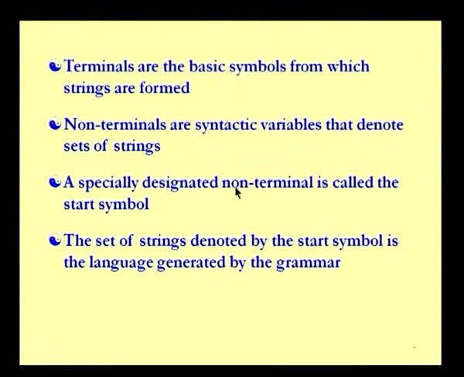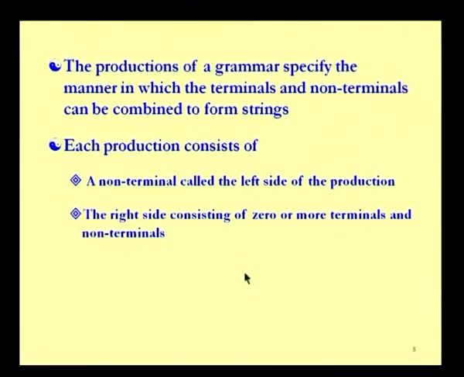E by itself is not part of the program, but a plus b is part of the program, and E refers to that expression a plus b. That is why we call it a syntactic variable. There will be a specially designated non-terminal called the start symbol, and the set of all strings denoted by the start symbol is nothing but the language of the grammar. The most important component of the grammar is the set of all productions.